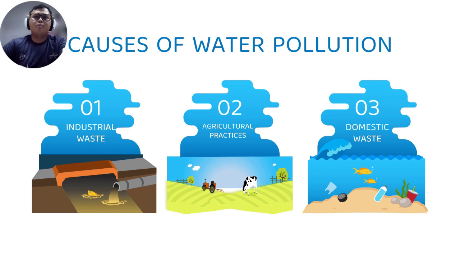And finally, domestic waste is also a significant contributor to water pollution. Human waste, chemicals from cleaning products, and pharmaceuticals are discharged into the water bodies. Now we understand the causes of water pollution. Let's move to the next slide where we discuss 3 high impact solutions to this problem.